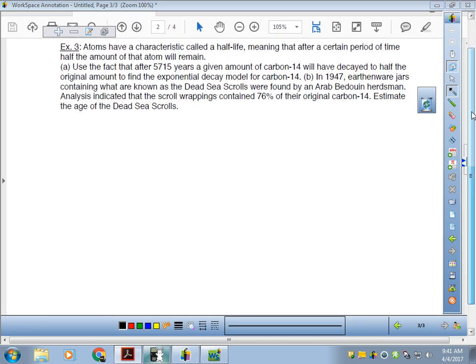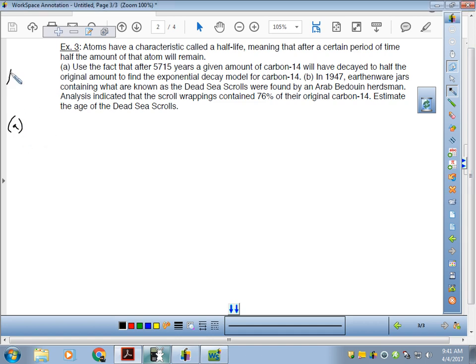All right. Example 3 says atoms have a characteristic called a half-life, meaning that after a certain period of time, half of that atom will remain, half of the amount. So it basically decays by half after a certain period of time. Part A says use the fact that after 5,715 years, a given amount of carbon-14 will have decayed to half the original amount to find the exponential decay model for carbon-14.